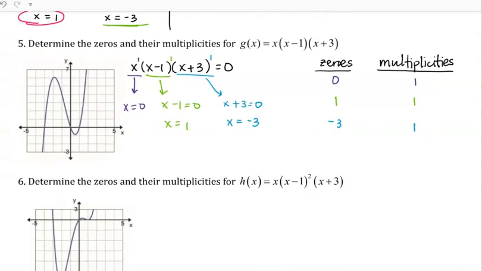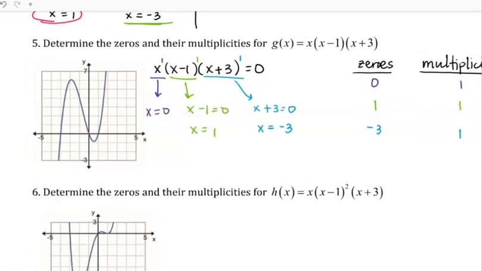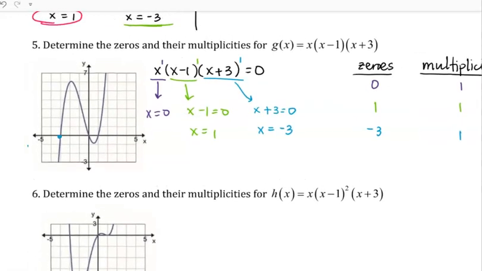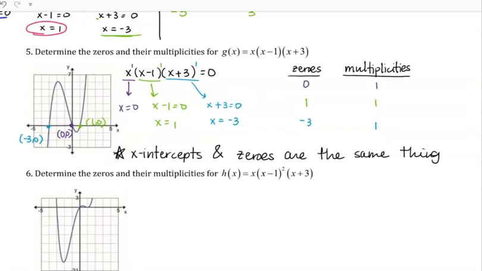Let's go in and look at the graph of this polynomial. It's given to us graphed here, and you'll notice that this graph has its x-intercepts at the points (-3, 0), (0, 0), and (1, 0). Each one of those x-intercepts corresponds to one of our zeros. So in reality, x-intercepts and zeros are the same thing. The only difference is that x-intercepts are points and zeros are just numbers. Another word for zeros is the roots of a polynomial.